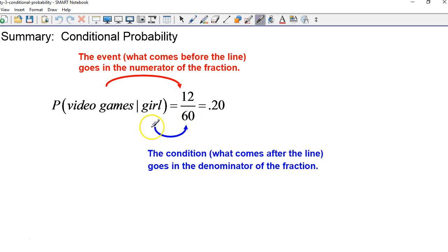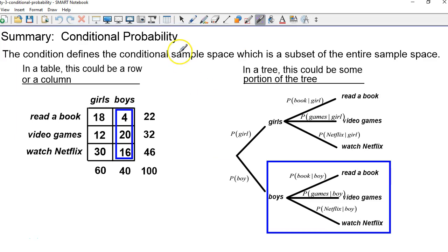Okay, again, just to emphasize, the thing that comes after the line is the condition. That defines the conditional sample space. The thing that comes before the line is the event. That's the number out of the conditional sample space. That's the probability we're finding. Right? The condition defines the conditional sample space. This is actually a really important point that we're going to see later on when we use this idea. The conditional sample space is always a subset of the entire sample space. So if you have a table, it could be a single column or a single row. If it's a tree, it could be a portion of the tree.